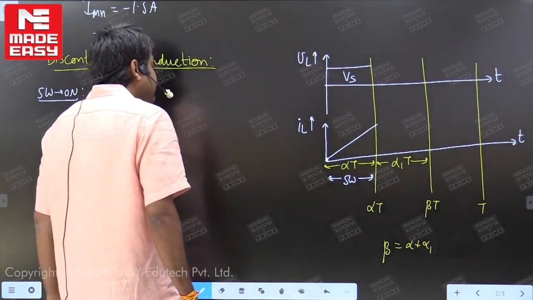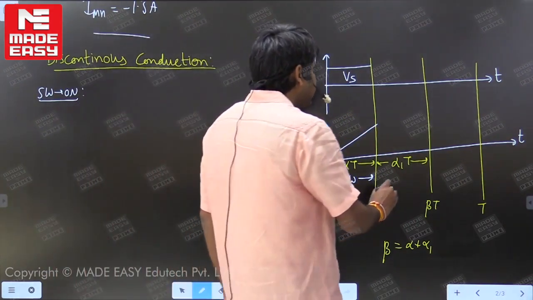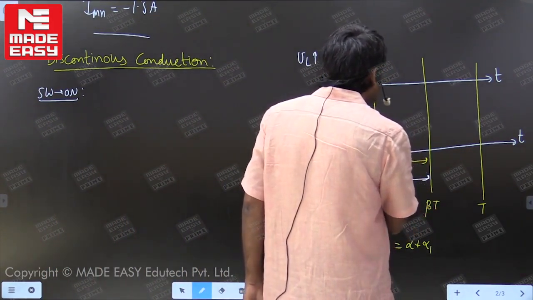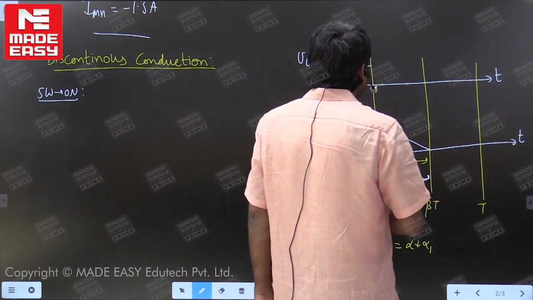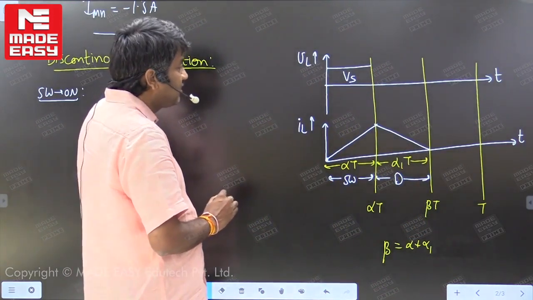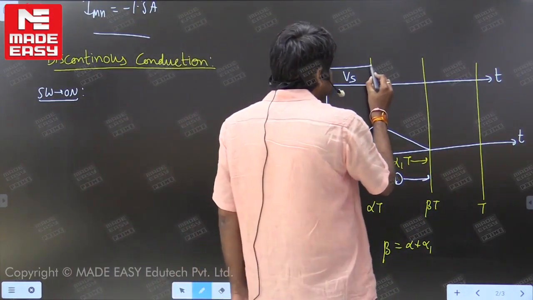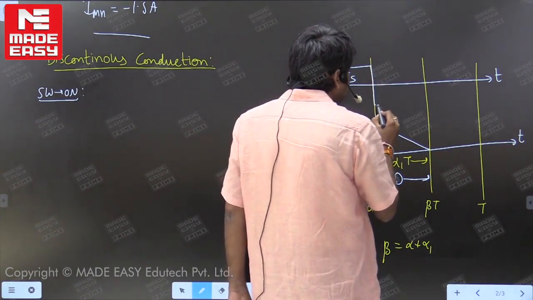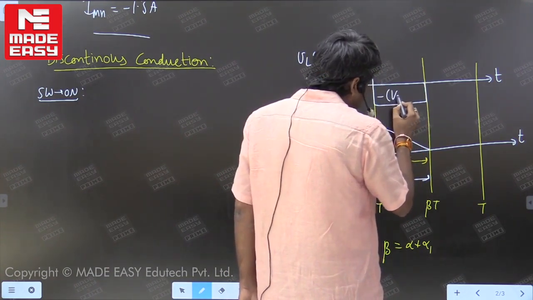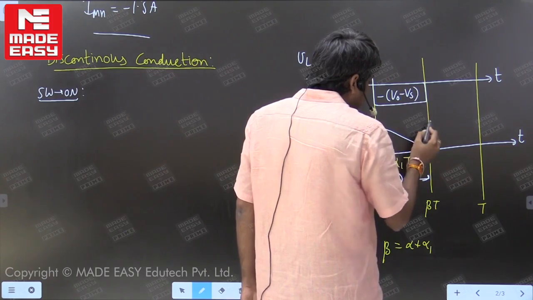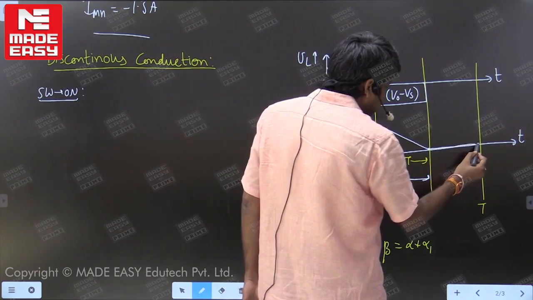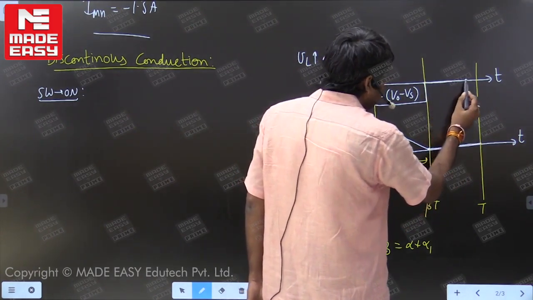Next, when you disconnect the switch, immediately in the next mode, the diode will be on. When the diode is on, L is releasing energy through the diode. What is the voltage across the inductor? Voltage across the inductor is minus of V0 minus Vs. Go through the circuit diagram, you will get this. Now L releases the entire energy, so I minima goes to 0 here. After that, discontinuous, IL is 0 and VL is 0.